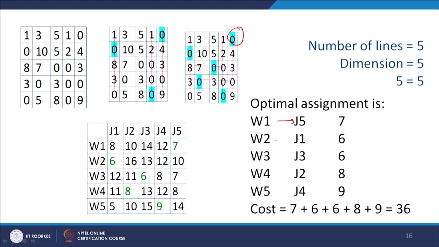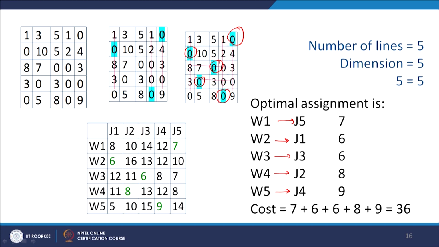Similarly, W2 is assigned to J1. Why is this? Because there is a 0 entry over here. And similarly, W3 is assigned to J3, and W4 is assigned to J2, and W5 is assigned to J4. So, this is the optimum assignment.